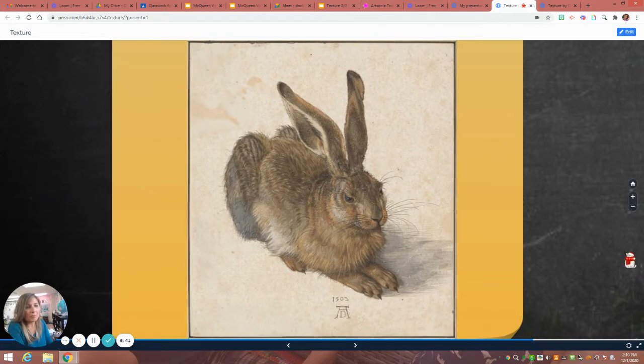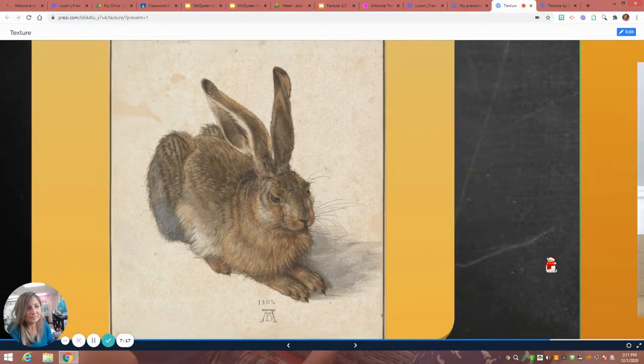Let's do this one. This is by Albrecht Dürer. He was a German Renaissance artist, and this is his study of a rabbit. Is this something that I can actually touch with my hand, or is this something that my eyes see? So we know that the texture is furry. Is it furry to my hands with actual texture, or is it furry to my eyes with visual or implied texture? If you said it was furry for my visual or implied texture, you are right. This is an example of implied texture.